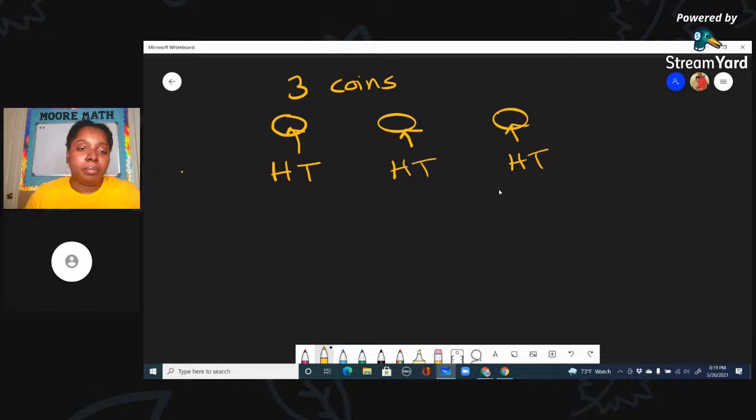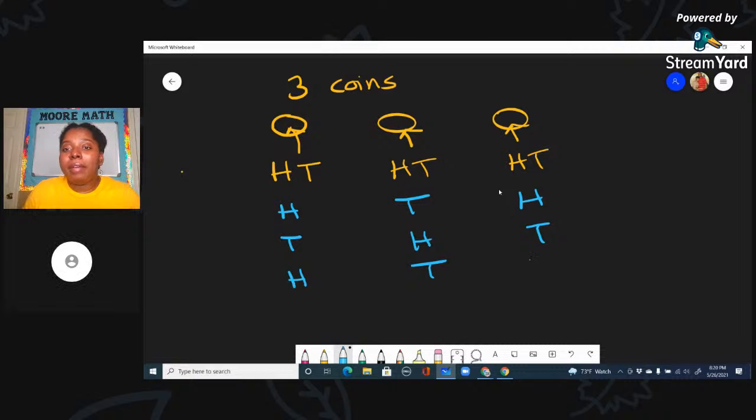Give me one possibility. Heads. For the first one. What about the second one? Tails. And the third one? Heads. Good. Okay, keep going. Tails. Heads. Tails. Good. Keep going. Heads. Tails. Heads. Okay, we have that up here. So what can we put down here to make it different? Tails. Good. Okay, so far we have HTH.